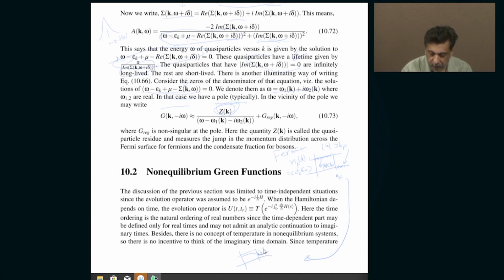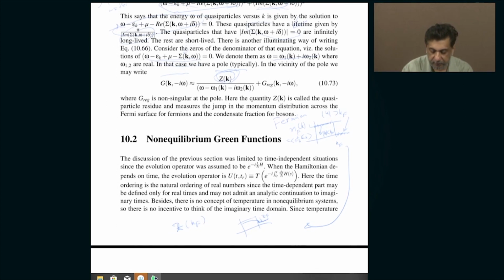So, this is called the quasi-particle residue. You can have that quasi-particle residue at some other value of k also, but usually it is evaluated at k equal to kF. That is the interesting situation, which tells you the value of the discontinuity, the jump in the Fermi-Dirac distribution. So, that is what that is.